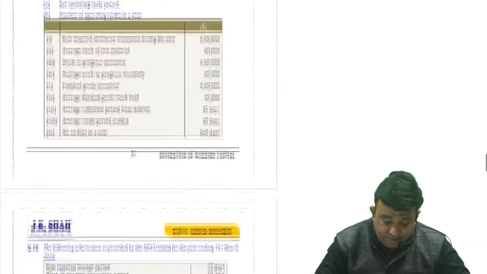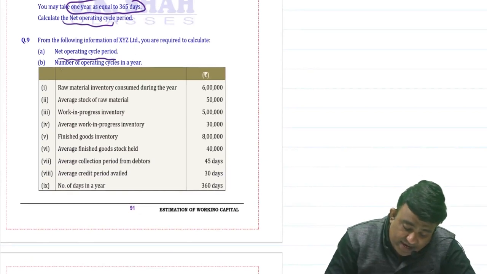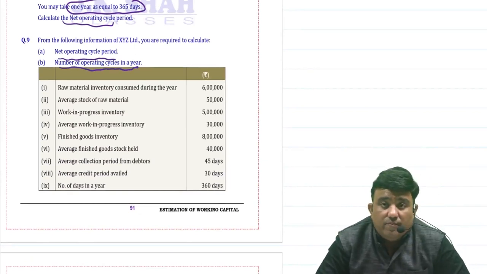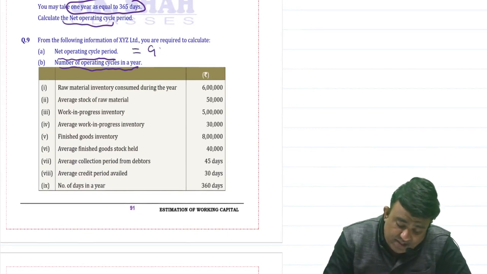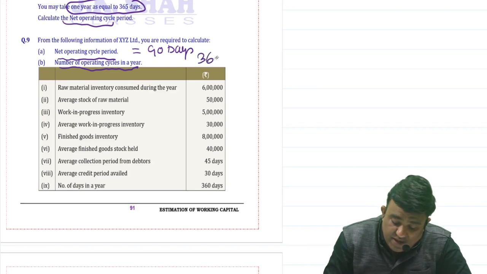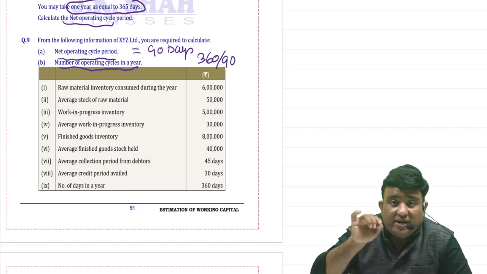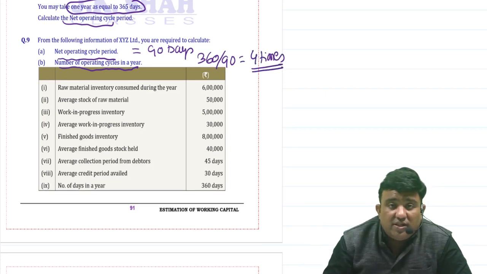Question 9, student. Net operating cycle and number of operating cycles. Now I say net operating cycle means what? Assume it's 90 days. The number of operating cycles will be 360 upon 90. If one cycle is 90 days, in 1 year it is going to be 4 times. Am I clear, everyone?